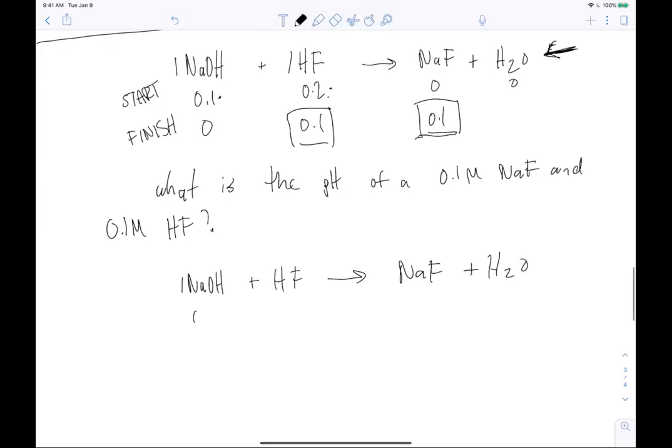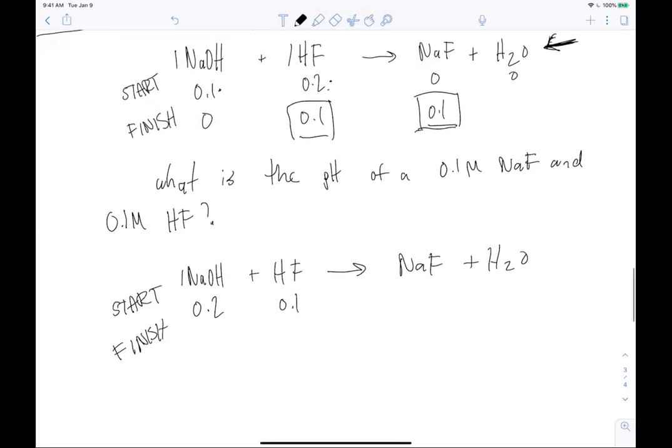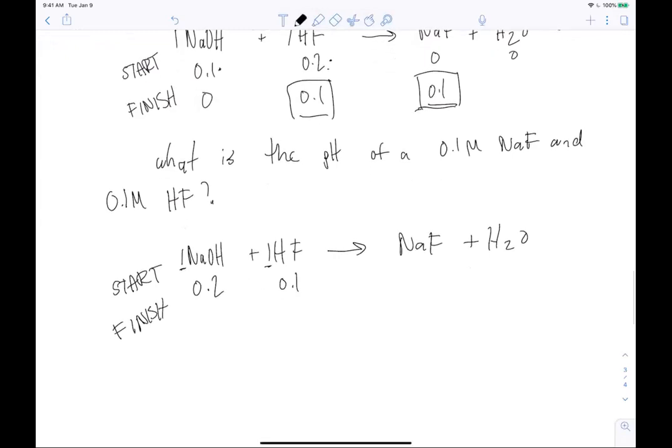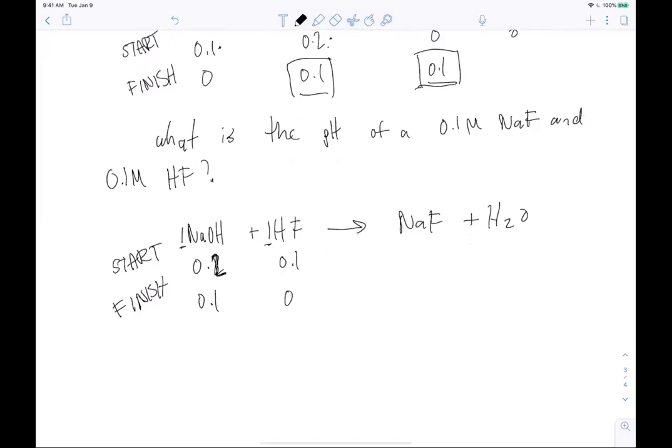Let's say you start out with 0.2 of this and 0.1 of that. So again, this is just a limiting reagent problem. I can see that these are 1 to 1. For every mole of sodium hydroxide I have, I require 1 mole of HF. So if I have an excess of sodium hydroxide here, like the ratio is 2 to 1, I know that to finish the reaction, I'm going to have 0.1 moles of sodium hydroxide left. All of this will have reacted, and then I will have formed 0.1 moles of sodium fluoride and some water.